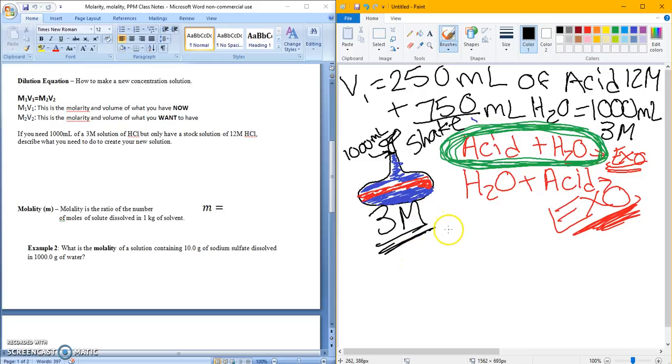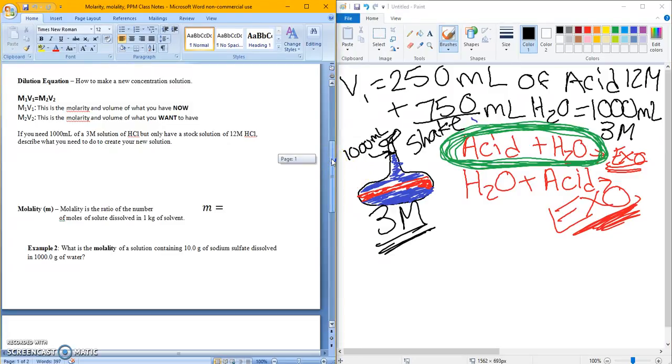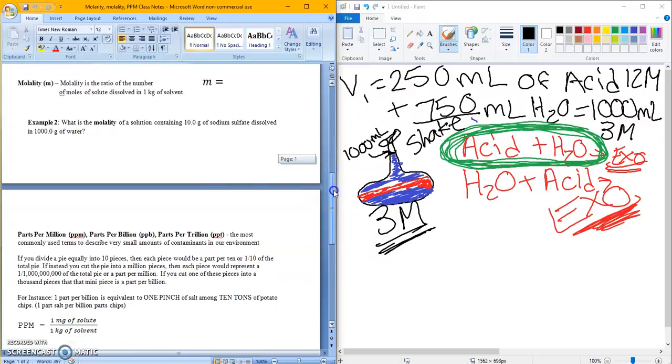Alright, so as a recap, we used our equation M1V1 equals M2V2, right over here. We solved for the volume of the acid we needed, V1. That was how much volume of my original or concentrated acid I needed. And then I added water until I got to the desired amount that I wanted, which was 1,000 milliliters. I always add acid to water. I use a volumetric flask to keep it precise, and that's how you make a dilution. Very important. Dilutions. Alright, so now that we got dilutions out of the way, let's talk about molality.